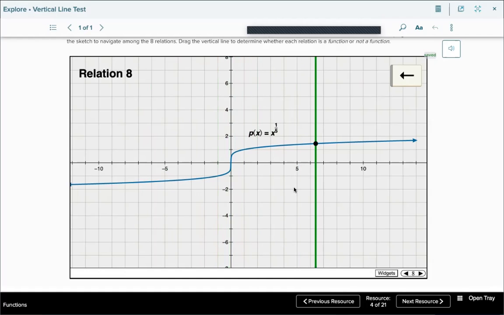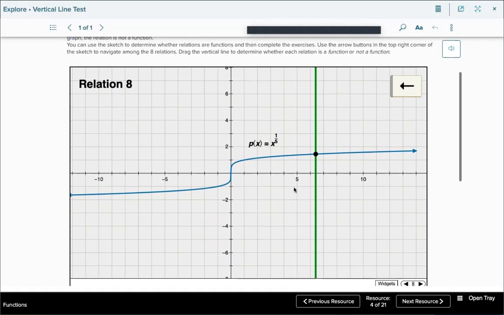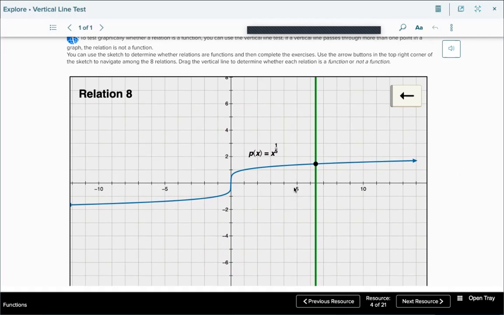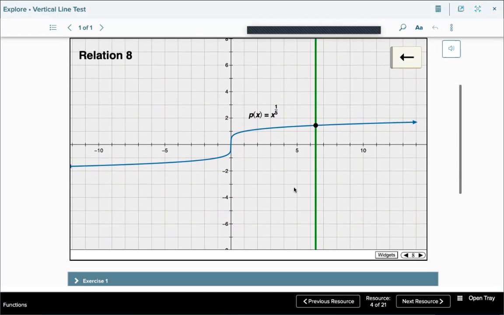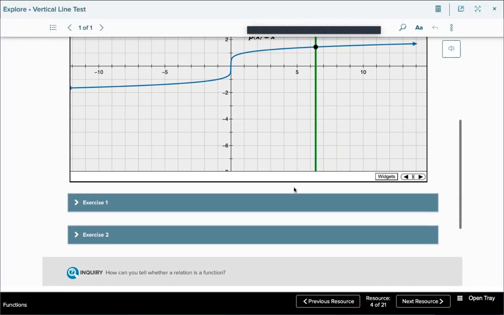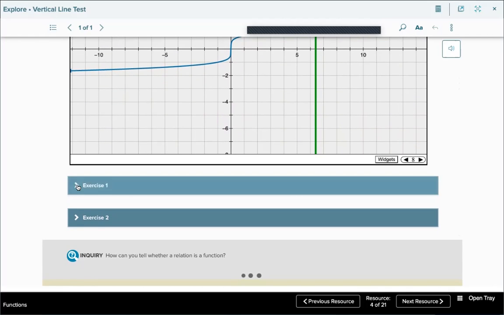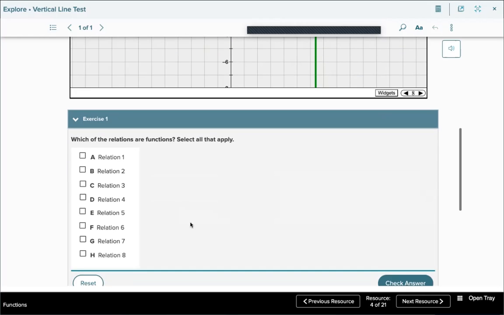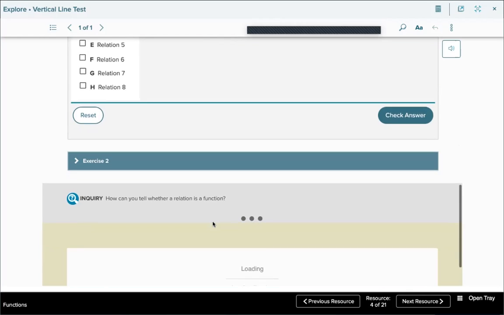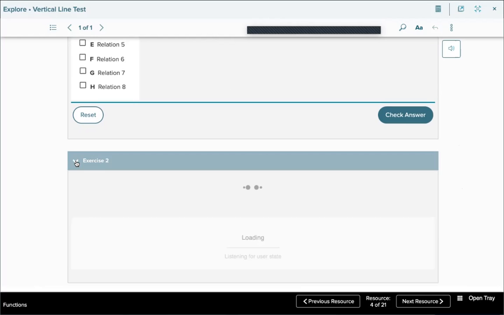So vertical line test is just an easy way to tell if a relation is a function. We look at the graph, draw a vertical line, and you can use a pencil as a vertical line and slide it from side to side along the graph of your function and see if it's a function or not. We already did these exercises, I believe, for each, which ones are functions. You select all that apply. We already said which ones were functions or not.